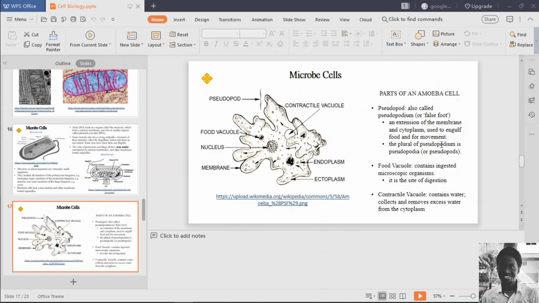But apart from the food vacuole, you also have the contractile vacuoles, which contain water. This water collects, and it also removes excess water from the cytoplasm. So this is a contractile vacuole here. It would take up water from the cytoplasm, and it would also release water into the cytoplasm. So that's amoeba.